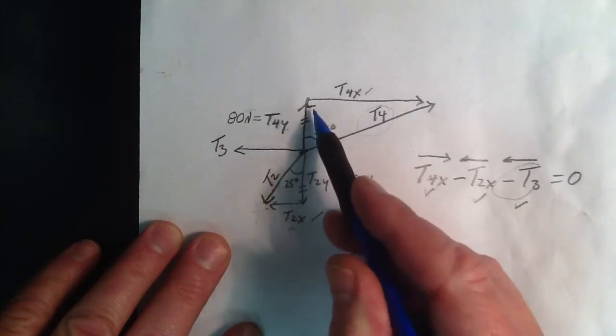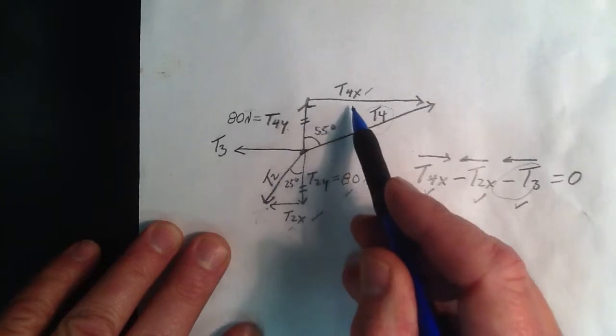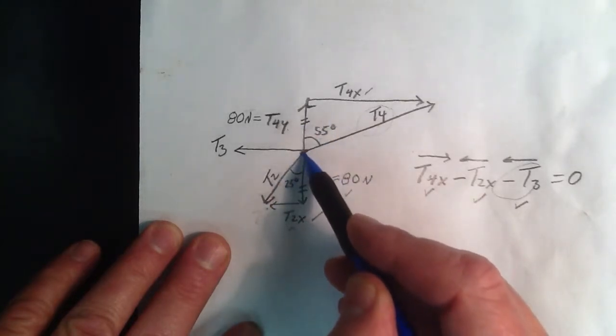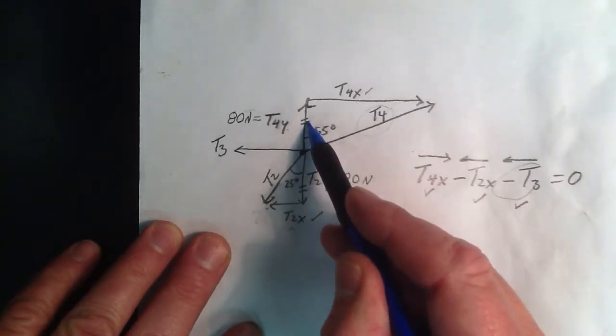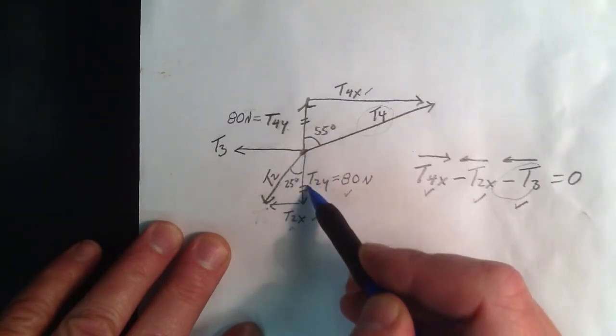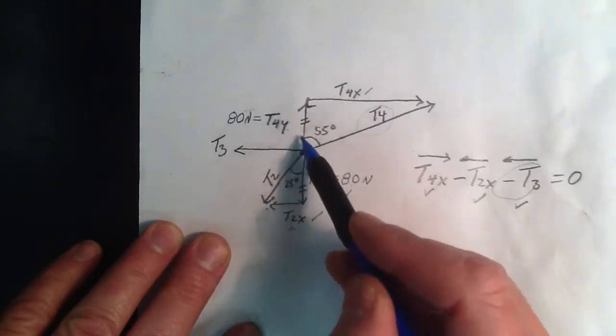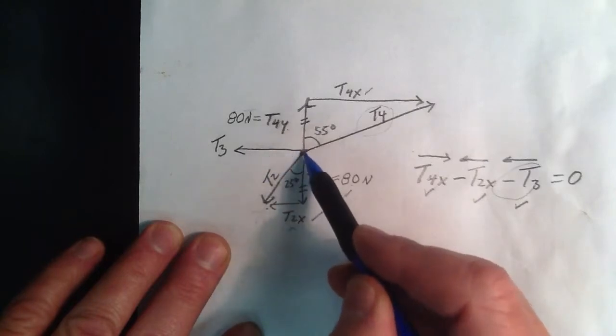So here I can kind of play the same sort of game. I have tension 4, break it up into X and Y components. Well, I have to be in equilibrium. So that means that this component and this component must be equal, which I previously found out was 80 newtons. Okay, so again, I can do the same thing as I did at the previous junction.